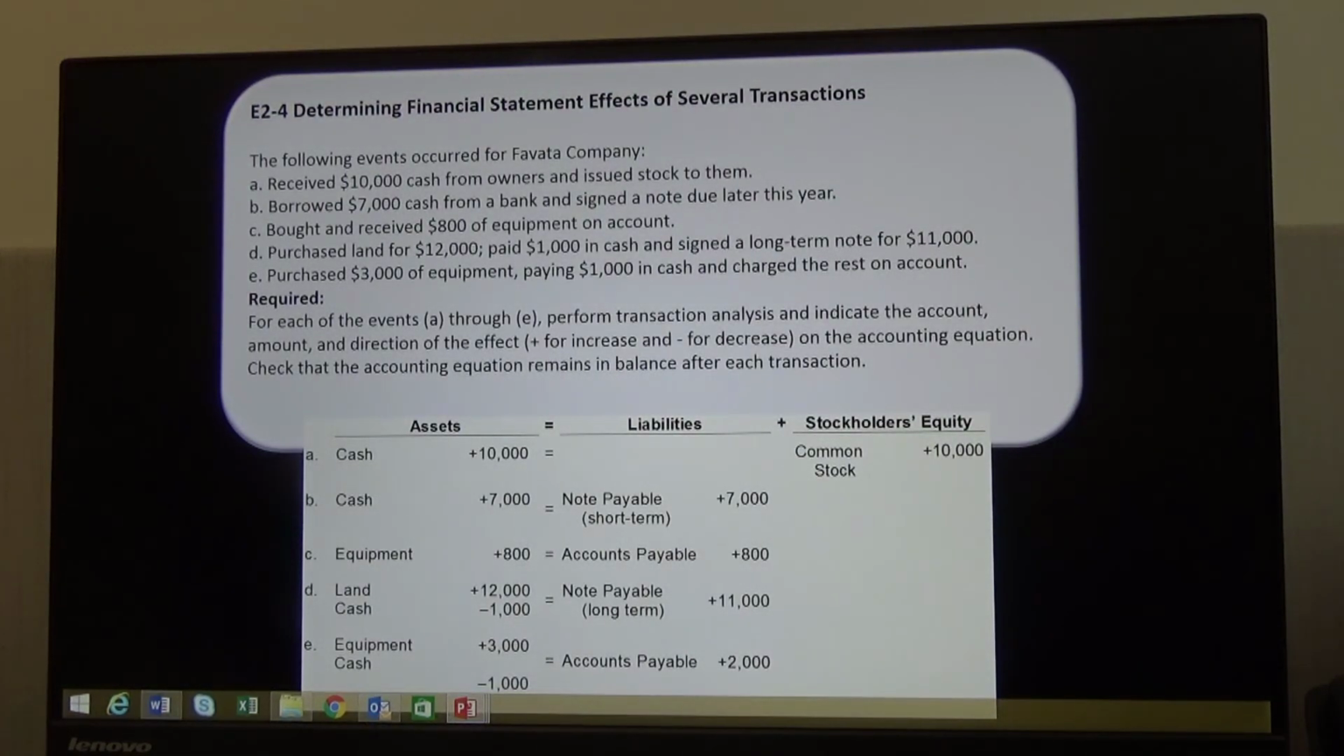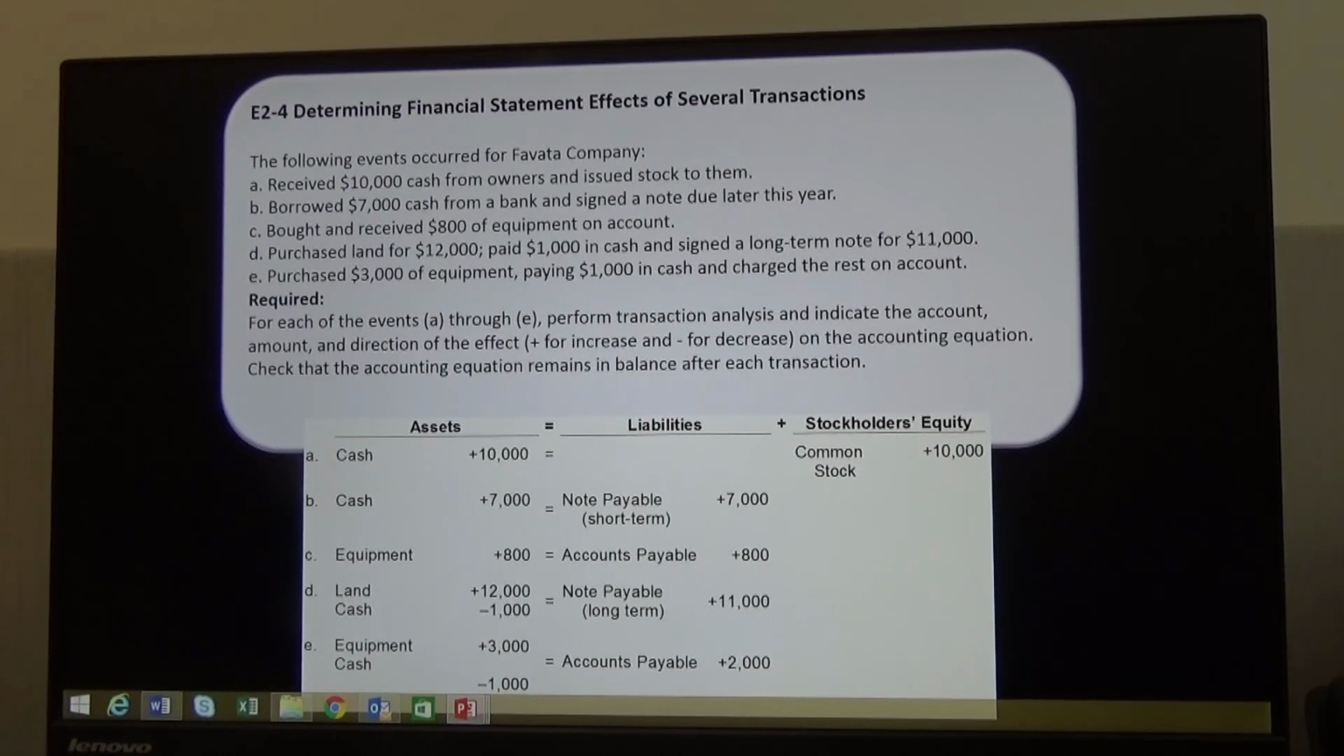Okay, now we're going to look at this a little bit differently. We're going to see these transactions that have occurred, and we're going to indicate the effect on the accounting equation. You can see for that first transaction of receiving cash from the owners and issuing stock to them, rather than looking at it in a journal entry format, we're looking at it in an accounting equation format. Under letter A at the bottom there, you see that we increased our cash by the $10,000. That was under the asset side, and we increased our stockholders' equity through common stock of $10,000.